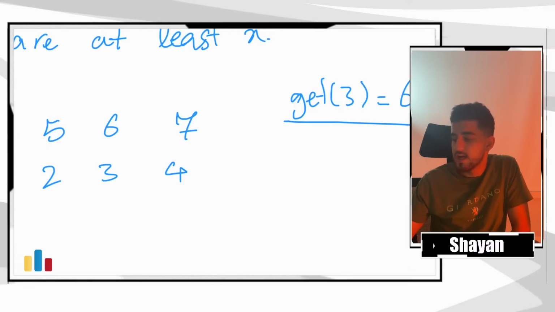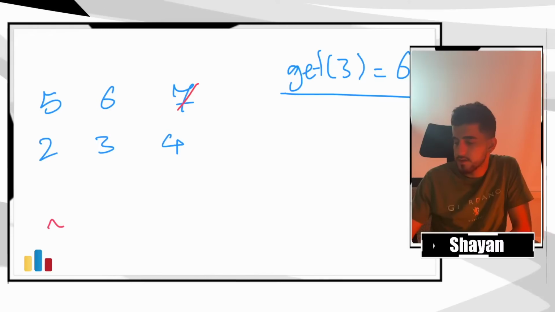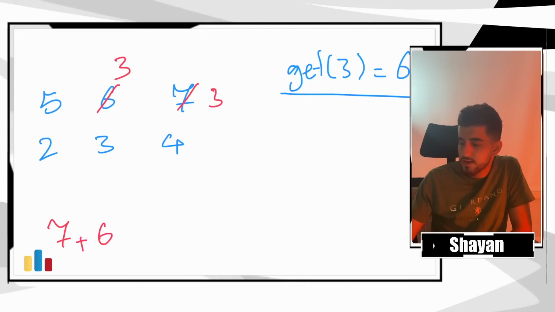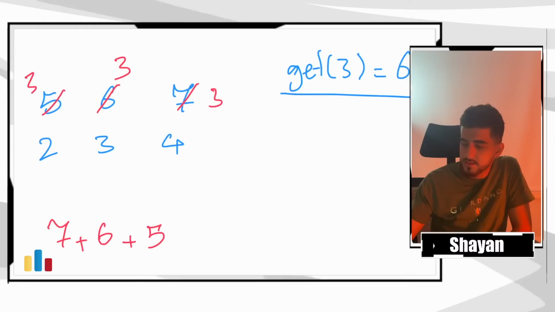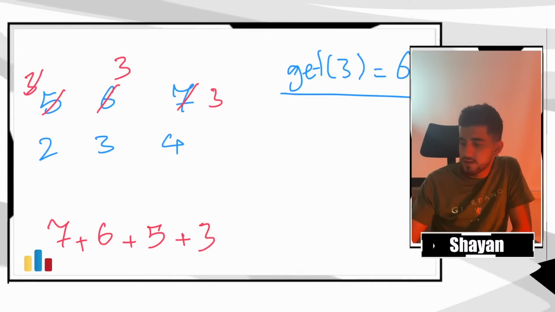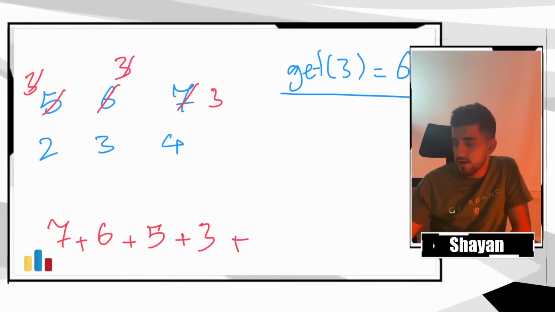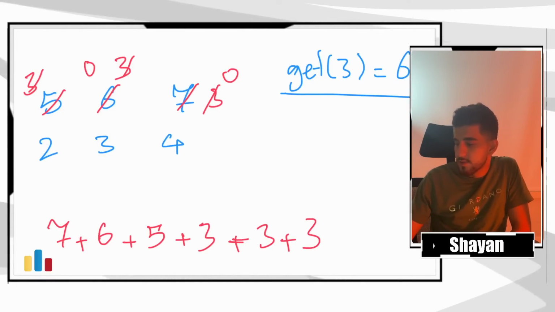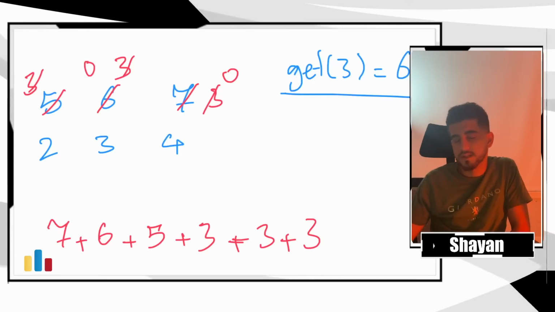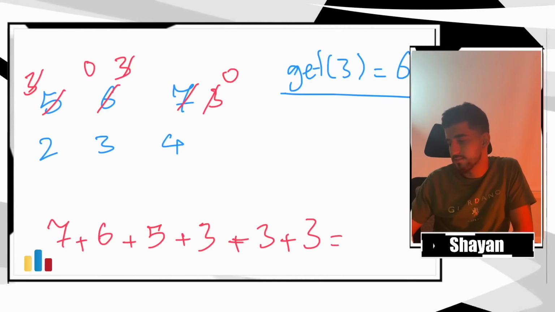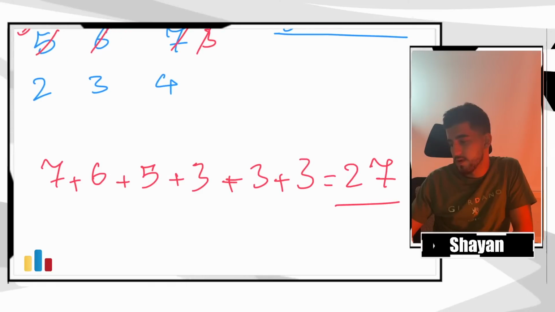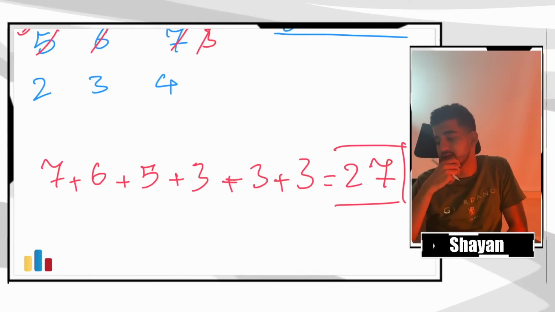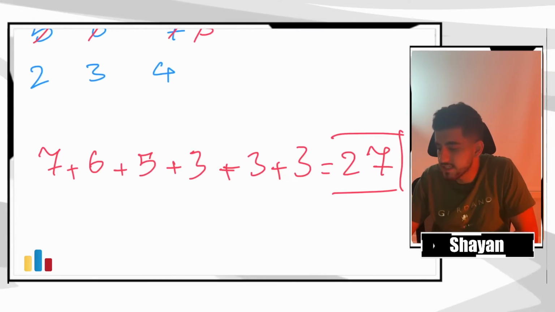Because first I choose this 7, this turns into 3. Then I choose this 6, this turns into 3. Then I choose this 5, this turns into 3. Then I choose this 3, it turns into 1. I choose this 3, it turns into 0. I choose this 3, it turns into 0. So my answer is going to be 7 plus 6 plus 5 plus 3 plus 3 plus 3, which is 27. But the point is that I don't want to do the operation 6 times.